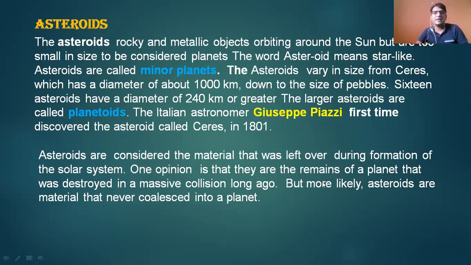One opinion is that they are the remains of planets that were destroyed in a massive collision long ago. Some think that when the planets were forming and moving, they collided with each other, and as a result their parts broke off, and those parts are asteroids. But afterwards that theory was rejected, and more likely asteroids are material that never coalesced with the planets. It is also said that this is material that was never part of the planets, or that collided with them.